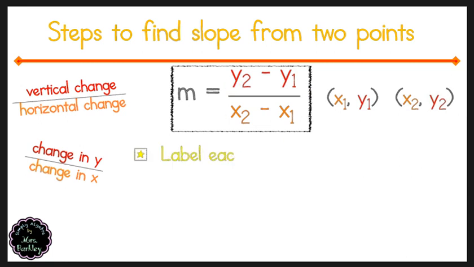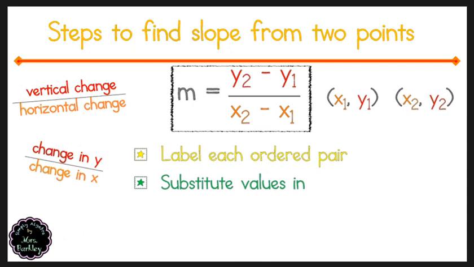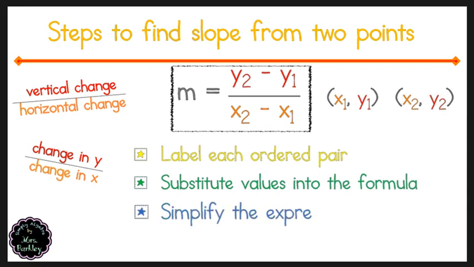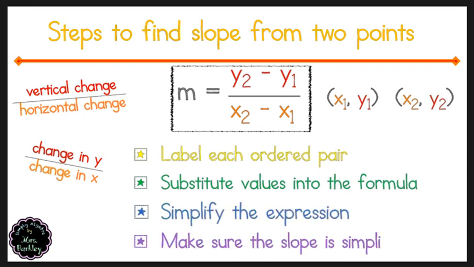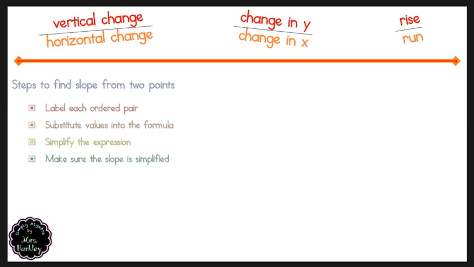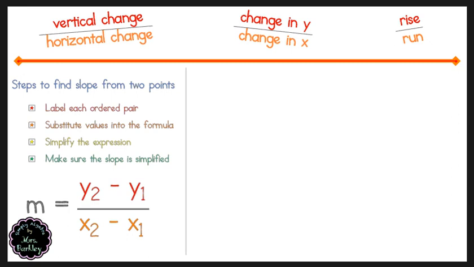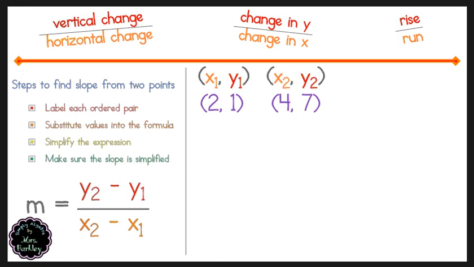So when we're working with these, we will label each ordered pair as we go. We will then substitute the values into the formula. We will then simplify the expression and make sure that our slope is also simplified when we're finished. So given the ordered pairs 2, 1, and 4, 7, we're going to label our ordered pairs, so our x sub 1, y sub 1, and x sub 2 and y sub 2.